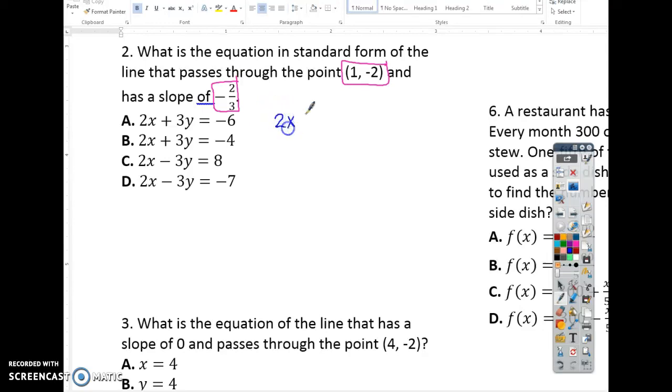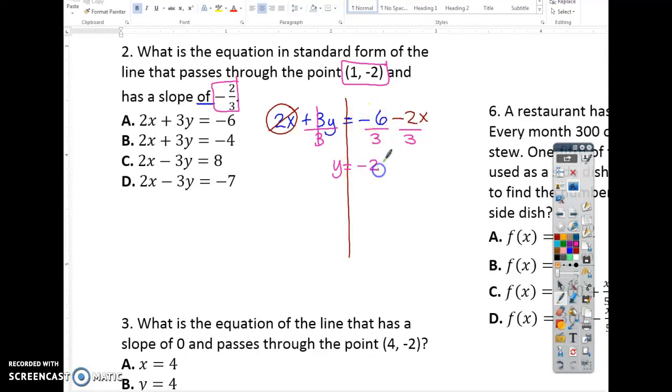So that's 2x plus 3y equals -6. Draw the line. What do you move first? The 2x, and change the sign. Minus 2x. Second step, divide everything by that positive 3. Don't change the sign. And that gives you y equals negative 6 divided by 3 is negative 2. Negative 2 divided by 3 is negative 2/3 x.